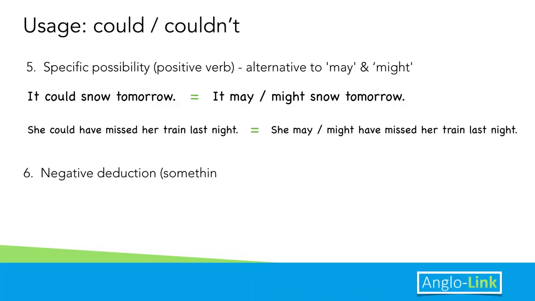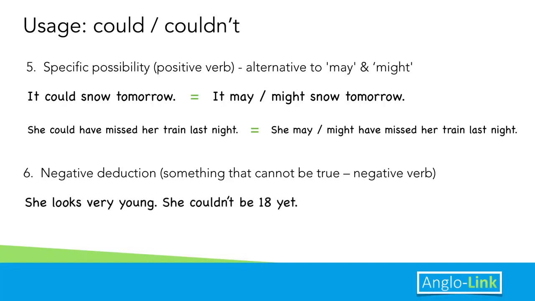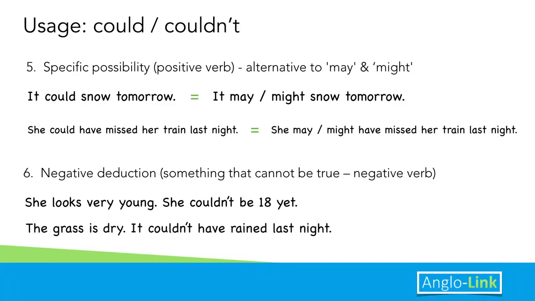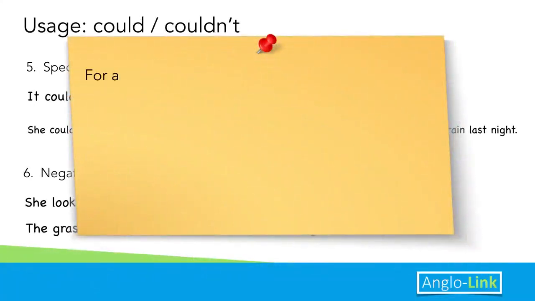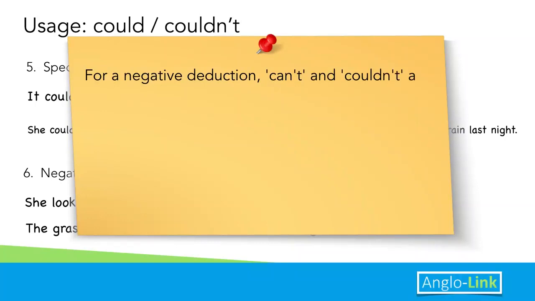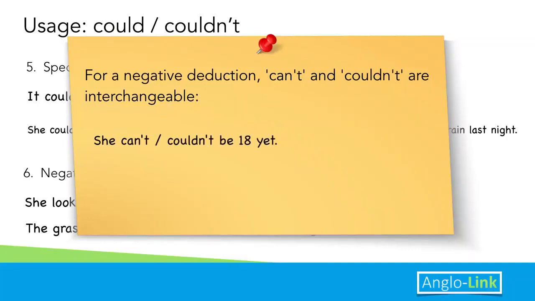And finally, a negative deduction, something that cannot be true, with couldn't. She looks very young, she couldn't be 18 yet. Or, the grass is dry, it couldn't have rained last night. So note that for a negative deduction, can't and couldn't are interchangeable. There is no difference between she can't be 18 yet and she couldn't be 18 yet, or between it can't have rained last night and it couldn't have rained last night.